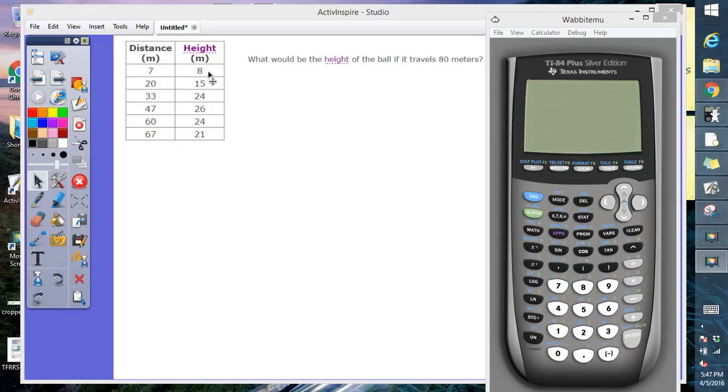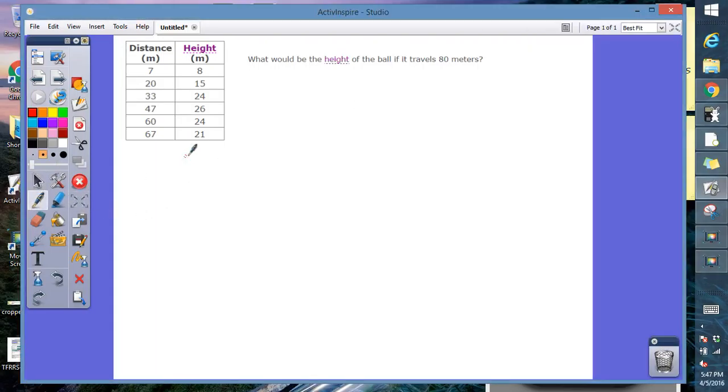So notice as it's traveling, the shot put's going up and up and up. But guess what? Gravity starts influencing, it's losing energy, and gravity's taking over, and now the further it goes along, the shot put is starting to go down. We want to predict how high that shot put's going to be when it travels 80 meters. As it gets pushed, it goes up, but it's losing energy and gravity is starting to pull on it, so it's going down. It's going to hit the ground at some point. So we're going to do a regression to see if we can predict where it's going to hit.